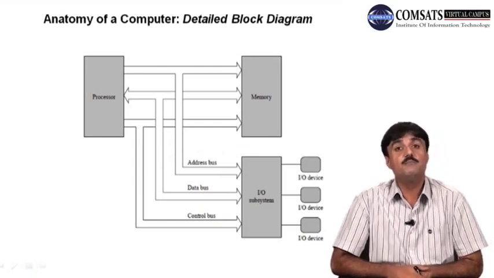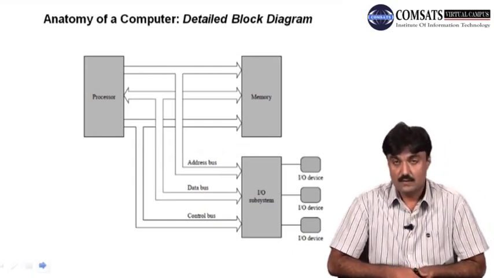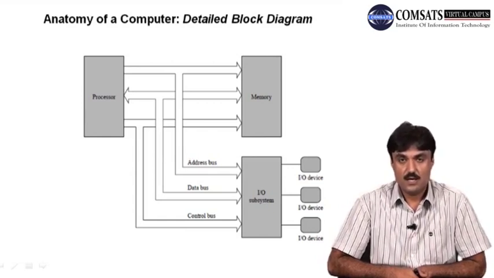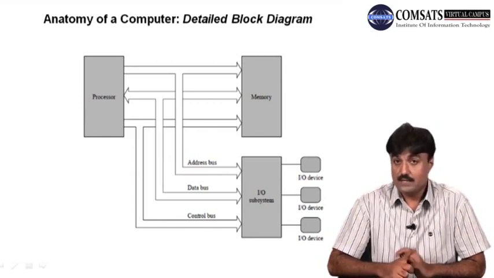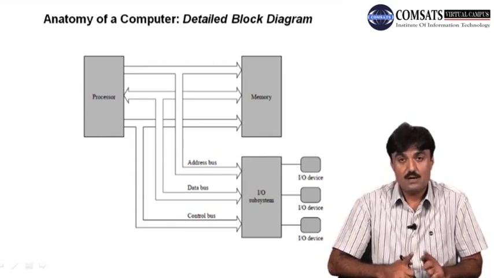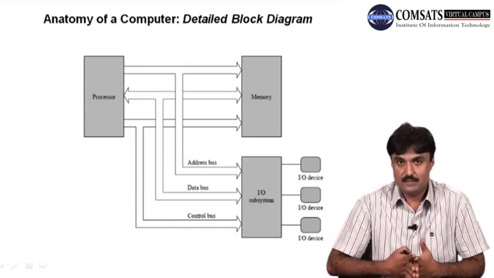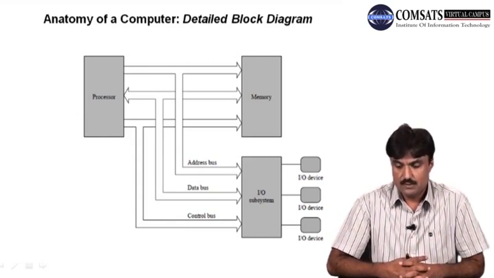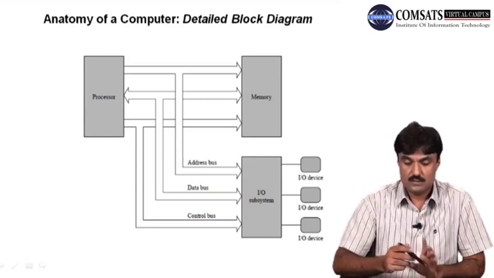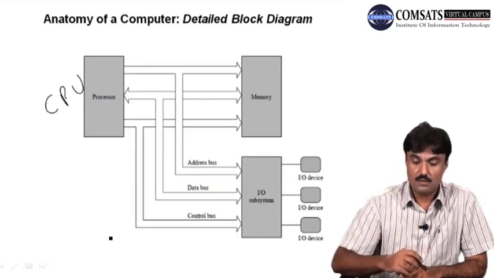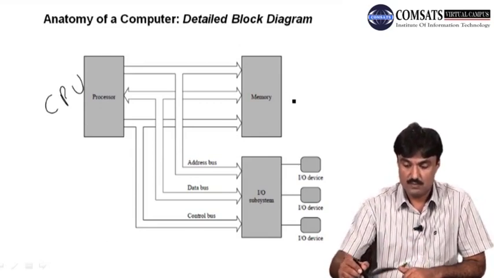Now we will just go in more detail. In the previous slide you have seen only 5 components: central processing unit, input devices, output devices, memory and storage. Here the lines which were interconnecting all those 5 components are being separated. So again we have the same processor, or you can call it CPU or central processing unit, and there's also a memory.